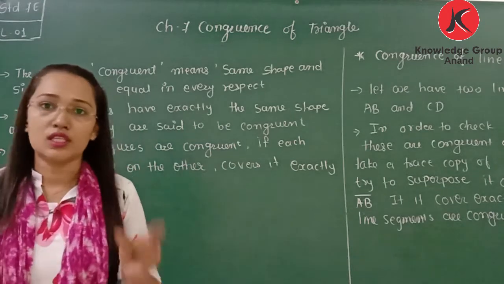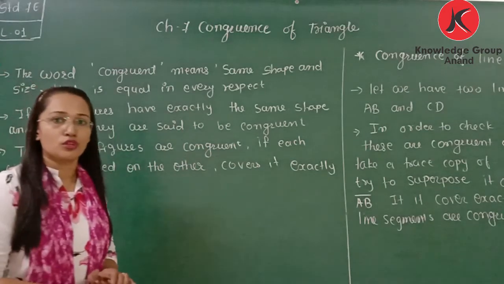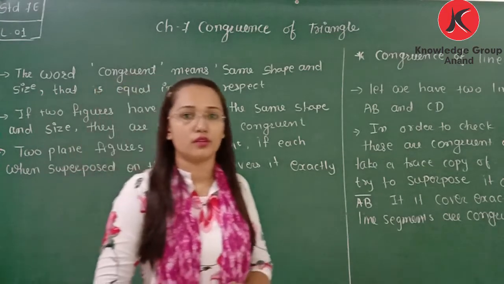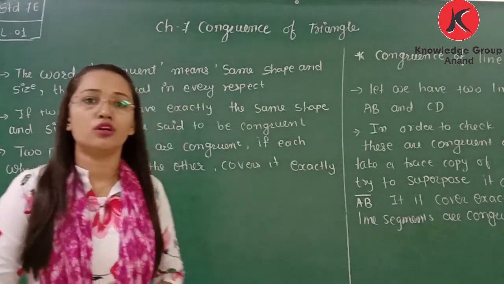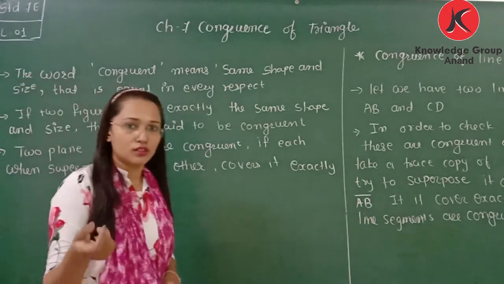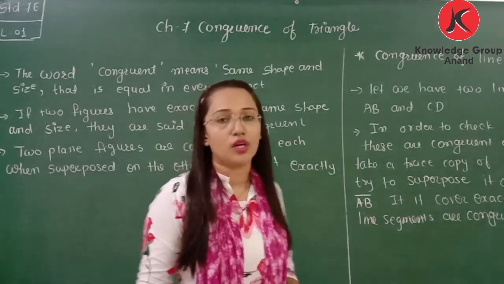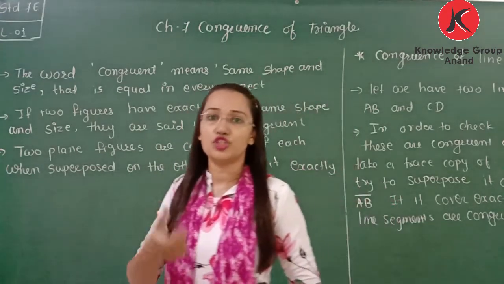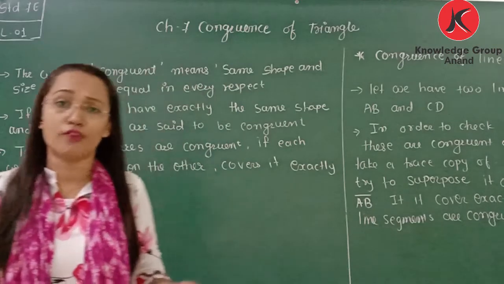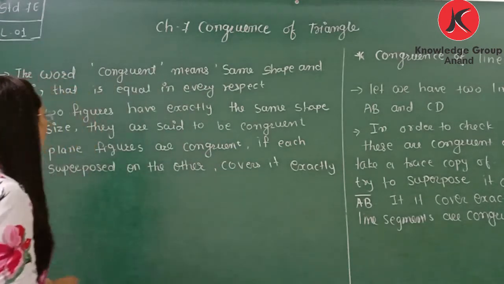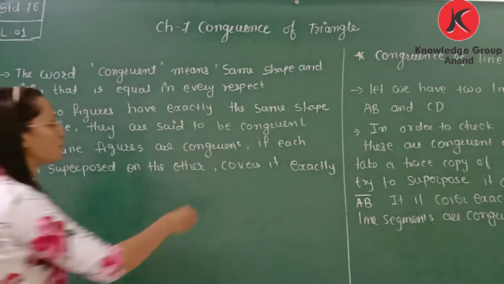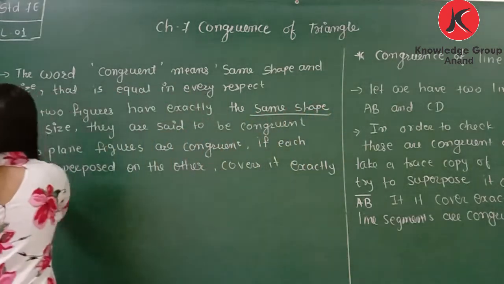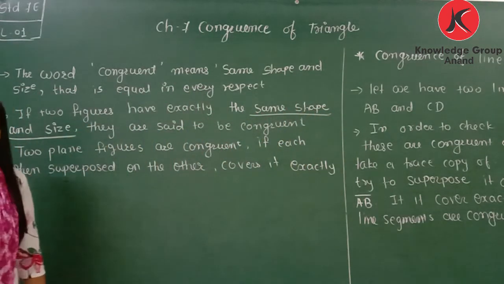If you see the stamp on a letter, that stamp is also congruent. Why? Because its shape and size will be the same. So these objects are called congruent objects. If you take the biscuits in any one packet, they are also congruent because the shape and size of the biscuits in one packet will be the same. So if two figures have exactly the same shape and size, they are said to be congruent.